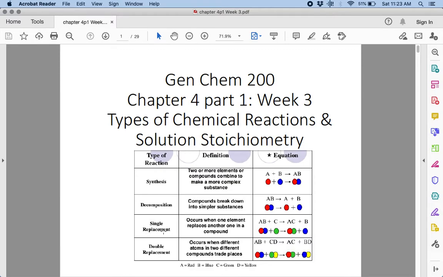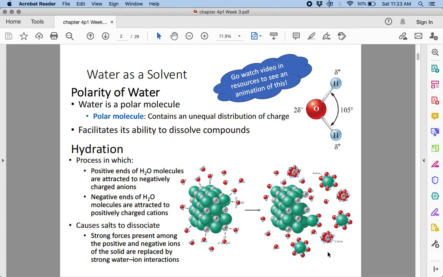The other thing I want to mention is you will hear sometimes the words single replacement and double replacement. You will also hear single displacement or double displacement. Both of these terms are correct. It's just different ways people say it, but they both mean the same thing and are correct.